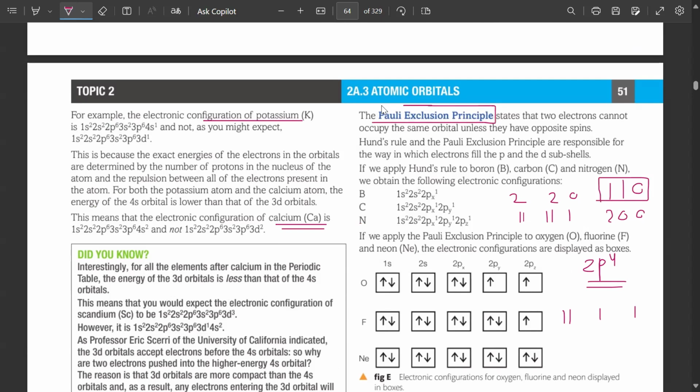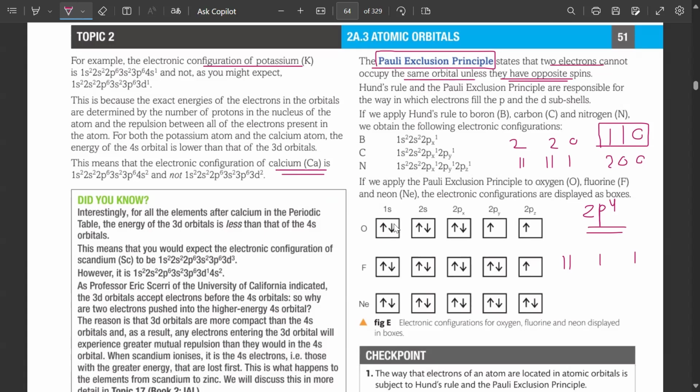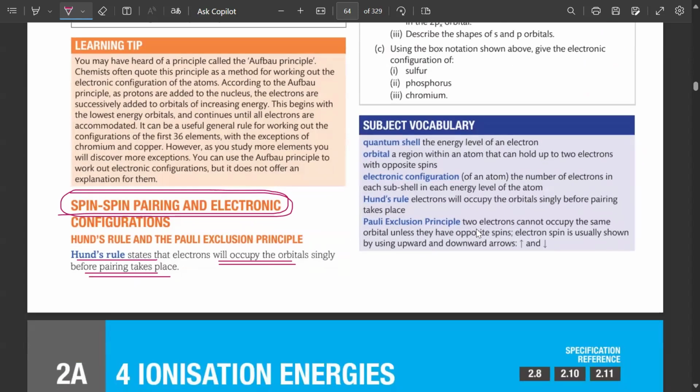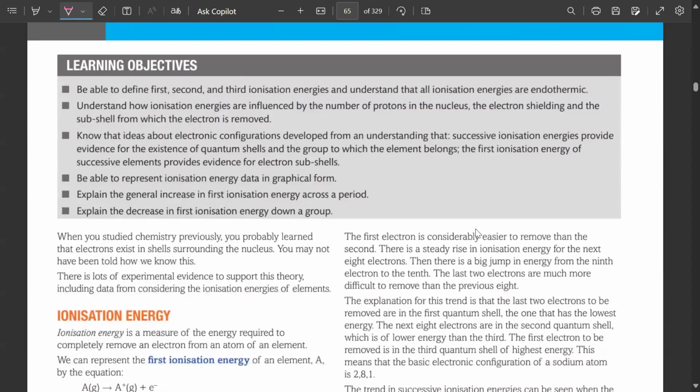Pauli exclusion principle कहता है that two electrons cannot occupy the same orbital unless they have opposite spins. Only when they have opposite spins are they going to fill. जैसे कि ये अगर आपको कभी box diagram में show करना पड़े, this is known as the box diagram. You always have to show opposite spin. Opposite means that both the electrons are moving in opposite directions. Good.